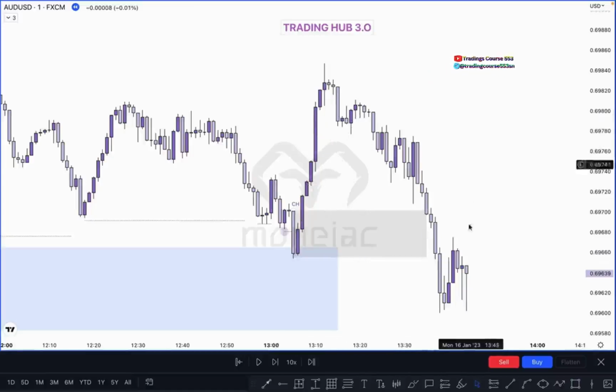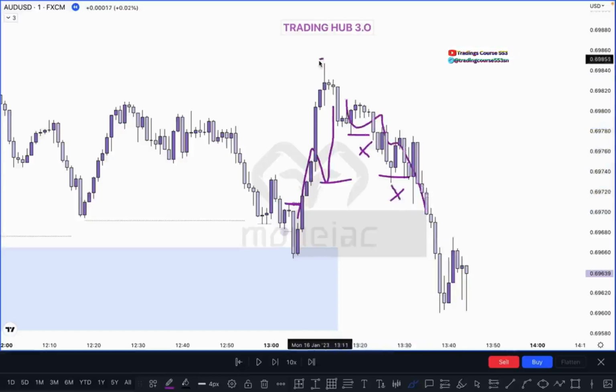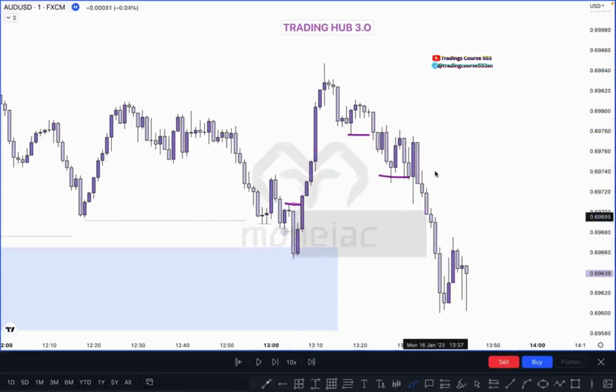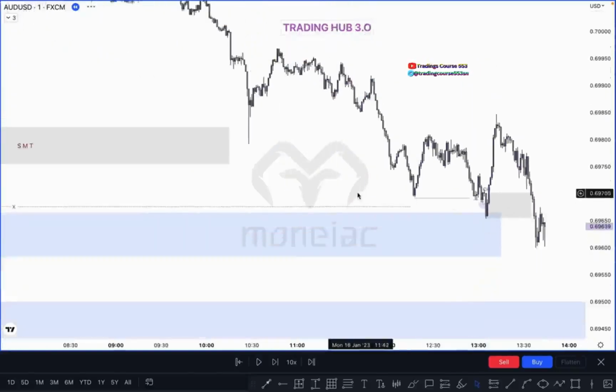And one more thing you have to remember, this is not inducement. Inducement is not on the right side; inducement is always on the broken side. This side has the broken structure, so you will see inducement on this side. These are not inducement, these are internal structure between this high and this low. So this is not a valid structure to buy, and you don't need to buy here at this point. Okay, so where is our next POI in this case?